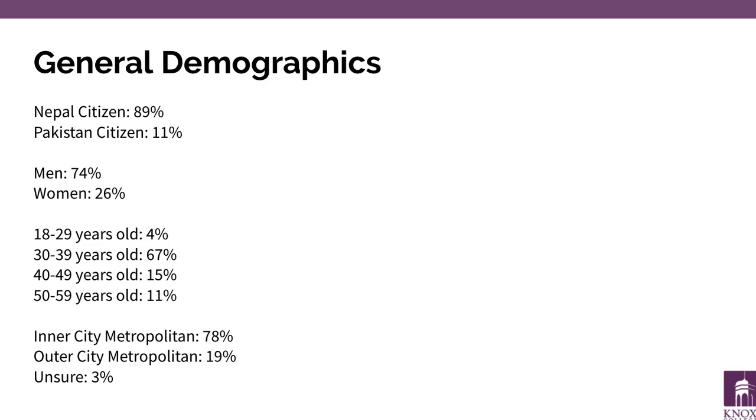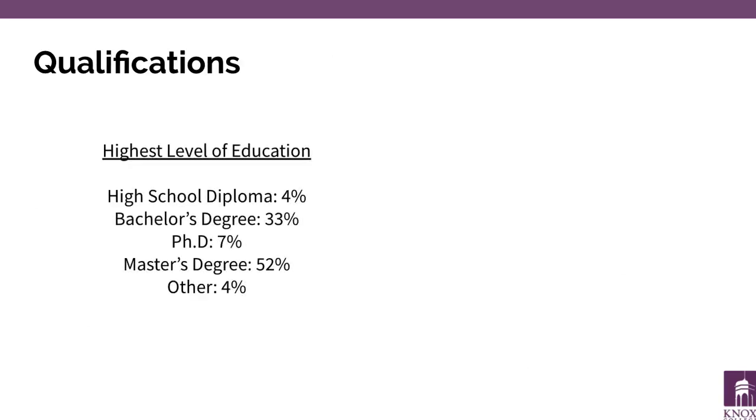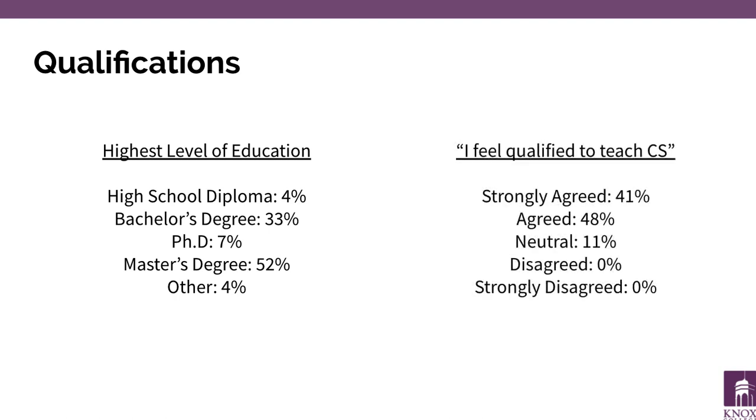Most participants were from the inner city metropolitan areas, with less than 20% being from outer city metropolitan areas. Just about 50% of participants were teachers from private schools. Out of 27 responses, 4% of teachers reported having just a high school diploma, 33% reported having a bachelor's degree, 7% reported having a PhD, and 52% reported having a master's degree.